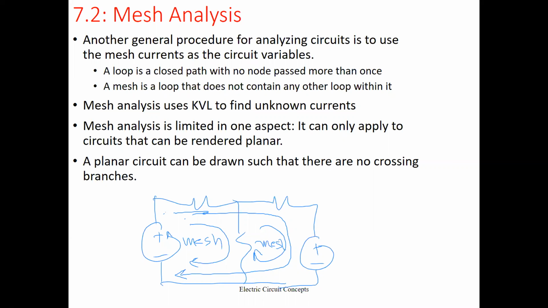So again, how many meshes do we have? We only have 2 meshes. We have 3 loops, but 2 meshes. So this is the difference between a loop and a mesh.